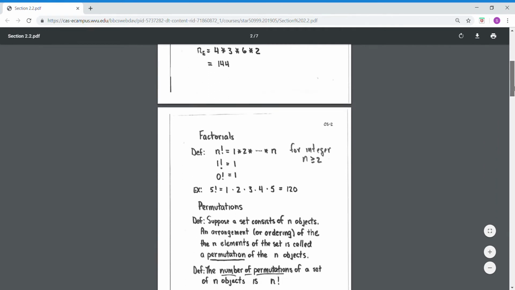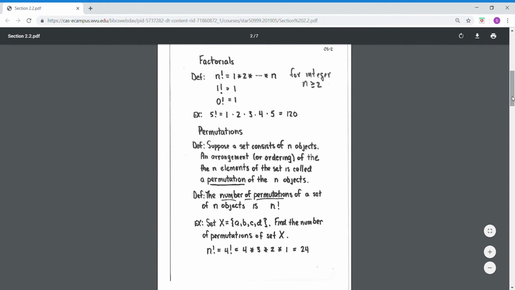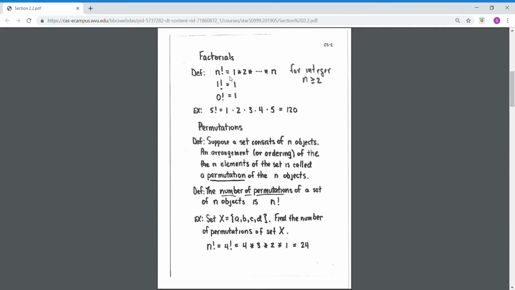Now, an easier way to do some of these permutations and combinations is with factorials. So a factorial definition is, you'll see a variable or a number with an exclamation point. That exclamation point represents factorial. So n factorial is equal to 1 times 2 times ... times n for n greater than or equal to 2. 1 factorial is equal to 1, and 0 factorial is equal to 1 as well.